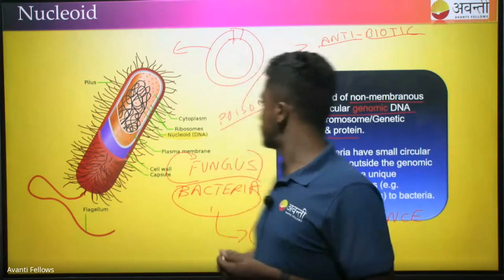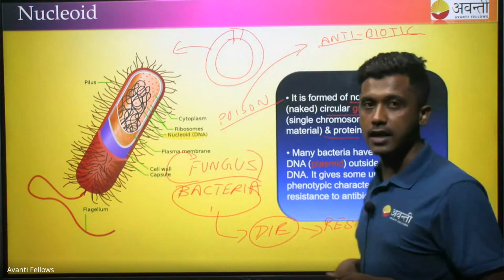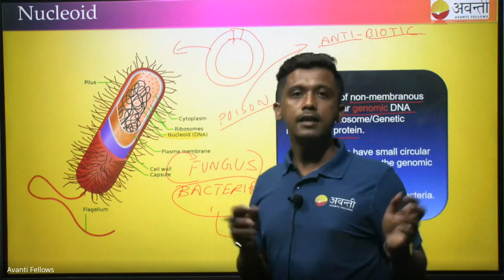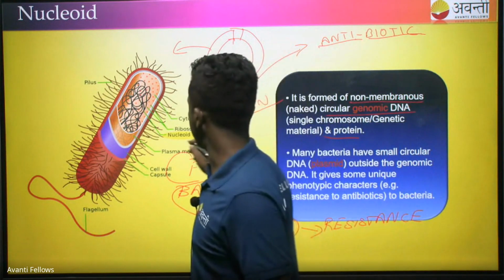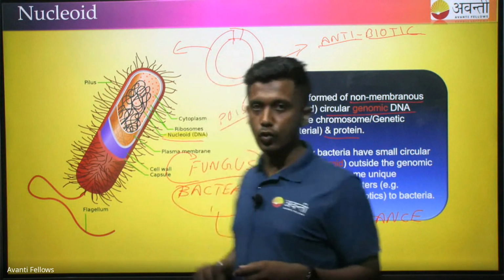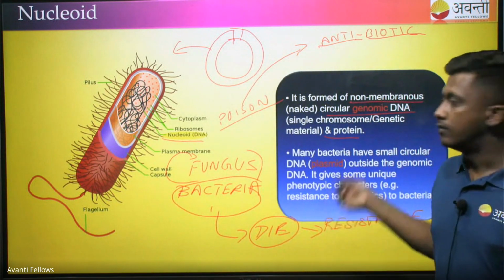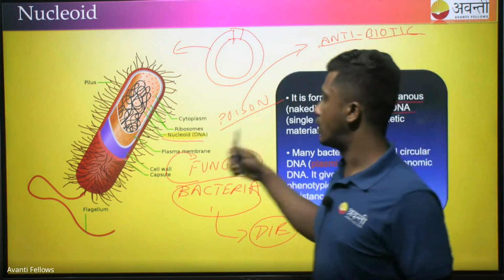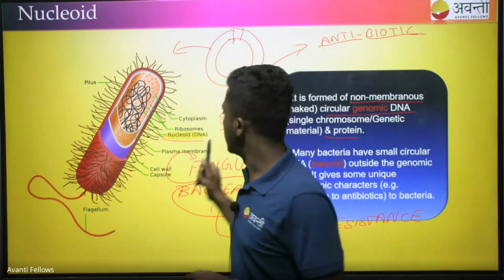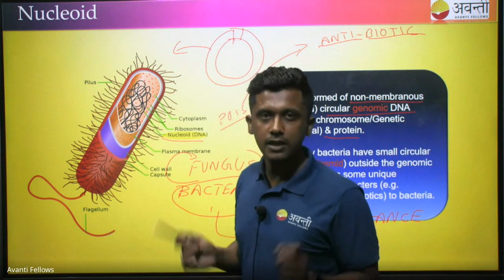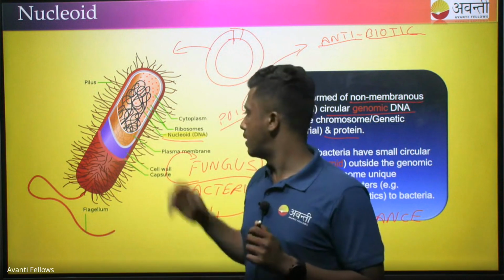Understood? Yes. Okay. So what you have to understand is that the genetic material in the prokaryotes is present in the form of a nucleoid. What is a nucleoid? It is a double-stranded circular DNA, naked DNA without membranes, and it is called a nucleoid. And the extrachromosomal DNA that is present in the bacteria is called plasmid DNA.